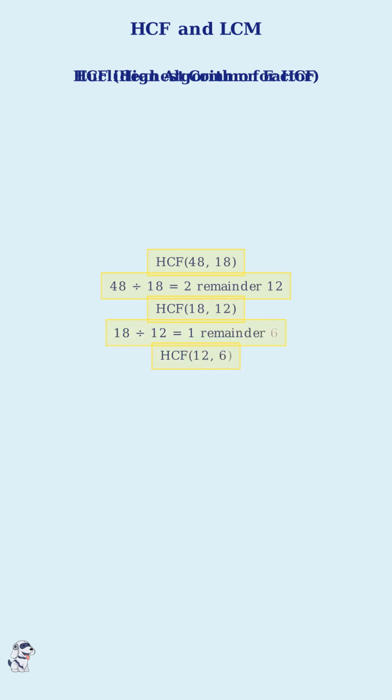The Euclidean algorithm is an efficient way to find HCF. Start with 48 and 18. Divide 48 by 18, 2 times with remainder 12. Now find the HCF of 18 and 12. Divide 18 by 12, 1 time with remainder 6. Now the HCF of 12 and 6. Divide 12 by 6, 2 times with remainder 0. Since the remainder is 0, the HCF is 6.